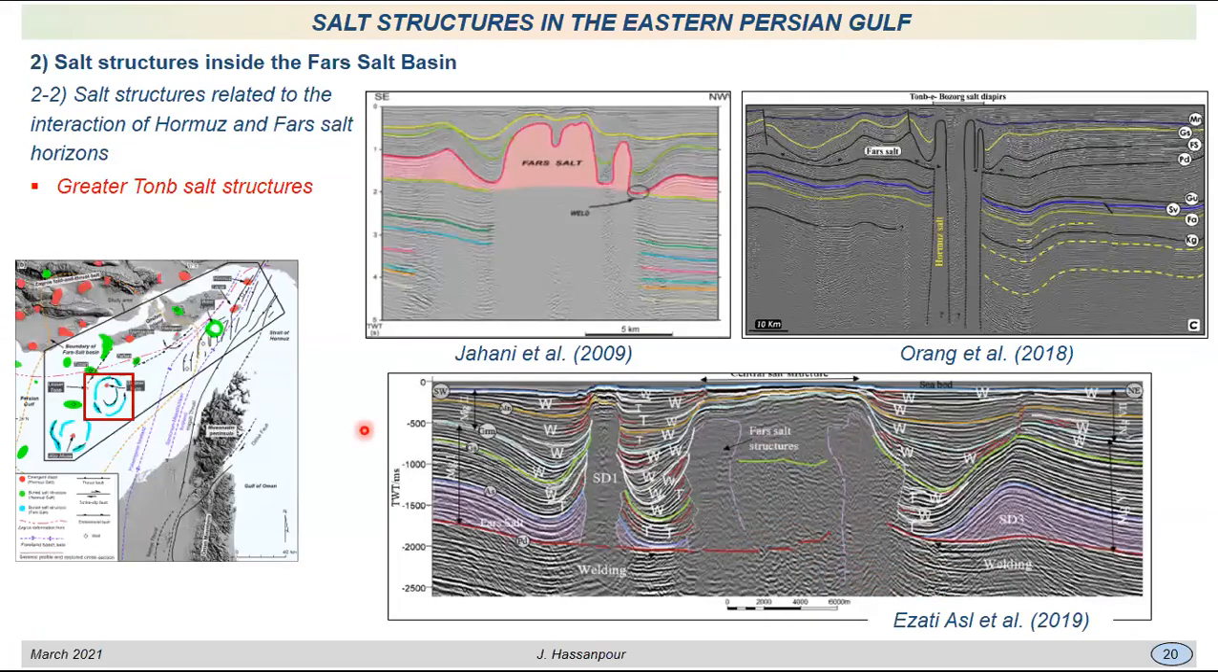The second example is the Gachin salt structure in this part to the northeast of the previous example, which is in general similar, characterized by a central salt structure that is very much complex, and an array of ringed salt walls and salt anticlines from the Fars Salt. As you can see, different authors have interpreted it in different ways. It has been considered to be sourced from the Fars Salt only, or by the contribution of the Fars Salt and Hormuz Salt as well.